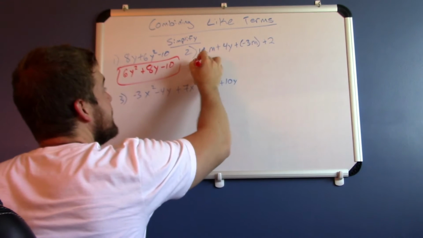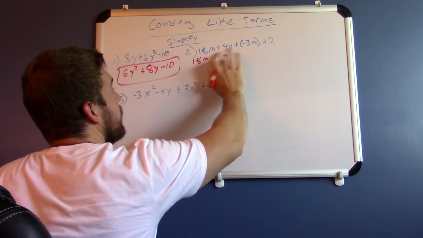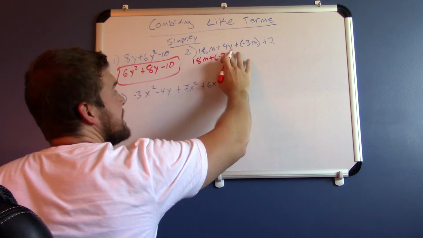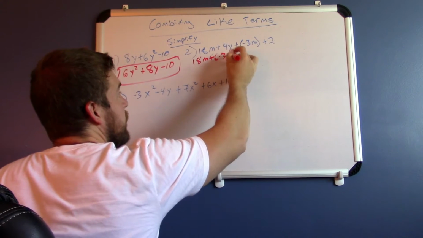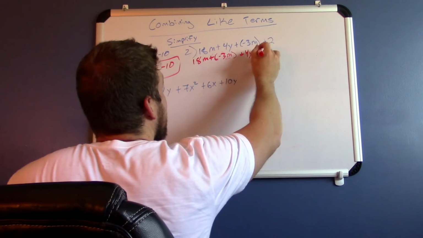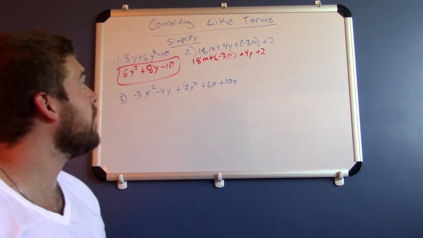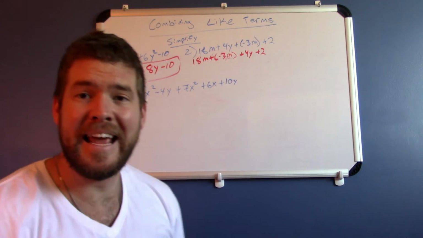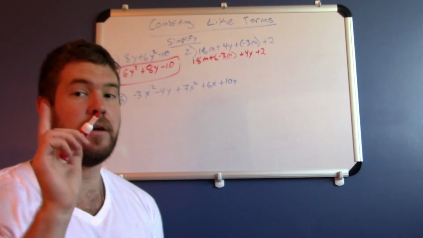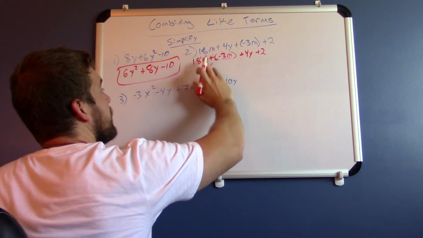It's easier to see them connect that way. So we have our 18m plus a negative 3m, which is the same thing as minus 3m, but for the sake of this video, let's keep it as such, plus 4y plus 2. Put the 4y there, and then the 2 just comes down. Now I can combine my like terms. I have an 18m plus a negative 3m, which comes out to be 15m.